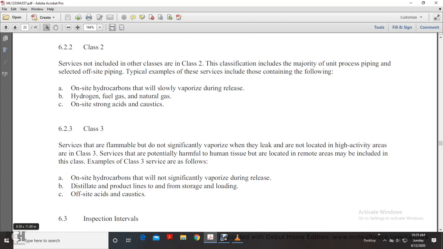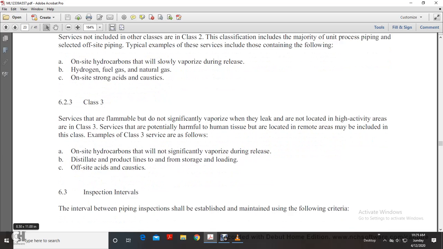6.2.3 Class 3. Services that are flammable but do not significantly vaporize when they leak and are not located in high-activity areas are Class 3. Services that are potentially harmful to human tissue but located in remote areas may also be included in Class 3. Examples of Class 3 services are as follows: on-site hydrocarbons that will not significantly vaporize during release, distillate and product lines to and from storage and loading, and off-site acids and caustics.